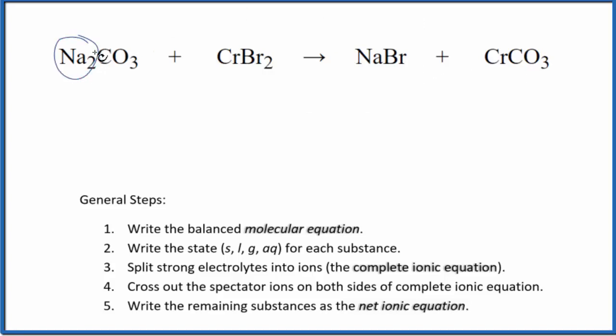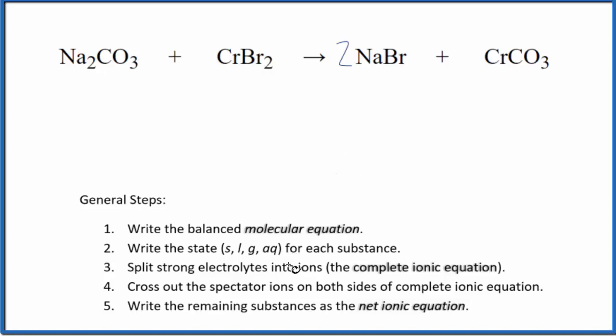I can see I have two sodiums here, just one here. Let's put a 2. That gives me 2 sodiums, 2 bromines. I've got 2 bromines here. Carbonate, carbonate, and then a chromium and a chromium. So this is the balanced molecular equation.